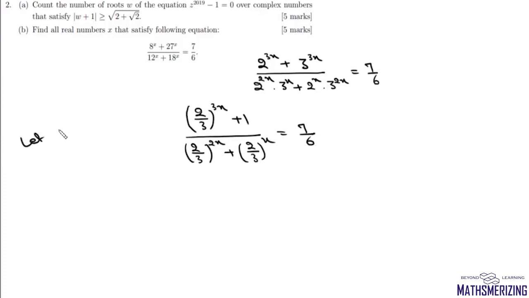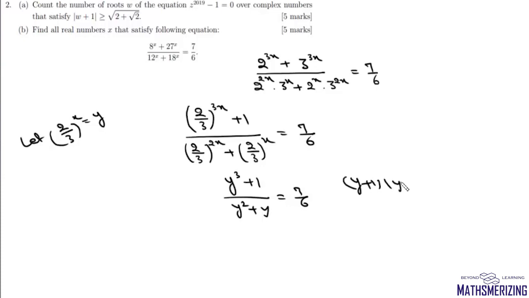Now what we'll do is let 2 upon 3 to the power x be some y. So it'll be y cube plus 1 upon y square plus y, and this is 7 by 6. Now we can write this as y plus 1 times y square minus y plus 1, upon y into y plus 1, and this is 7 by 6. So one of the solutions is y equals minus 1. Since y is an exponential function, it cannot take a negative value. So y cannot be minus 1.